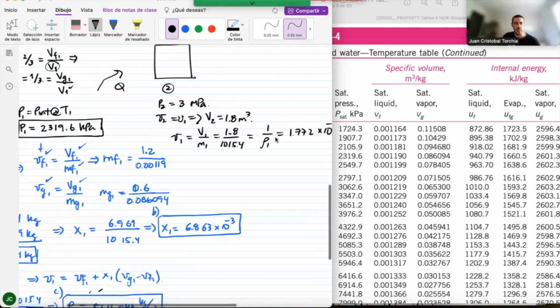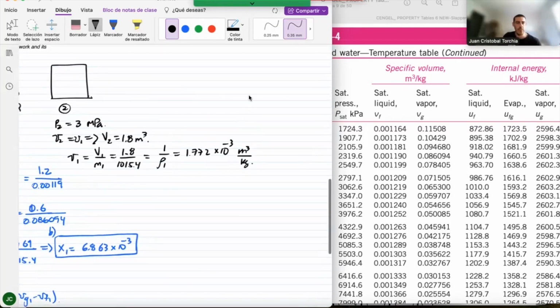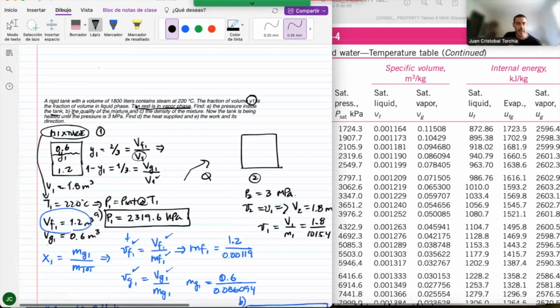Got it. Great. So I'm going to make myself a little bit of room. I already have that part. They are not asking me that. I don't know what they're asking me. I'm just following instructions. And then now that it's at 2, and this thing is at 3 megapascals with the same volume as 1, please give me the heat supplied and the work and its direction.